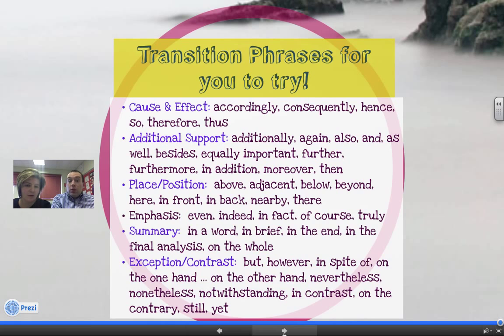Okay. So good luck with your transitions. For mastery, we would expect to see these transitions used effectively in your writing, throughout your piece.